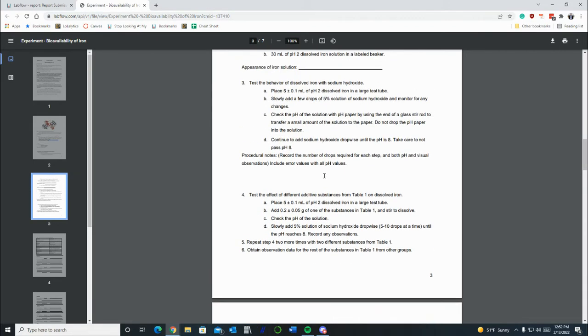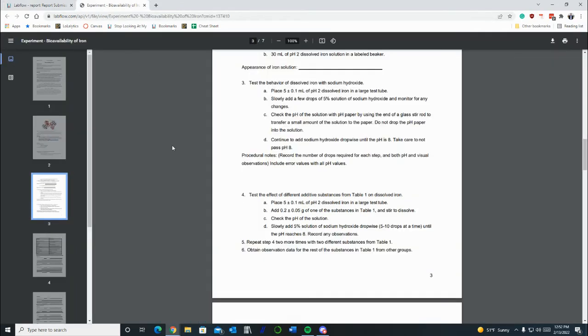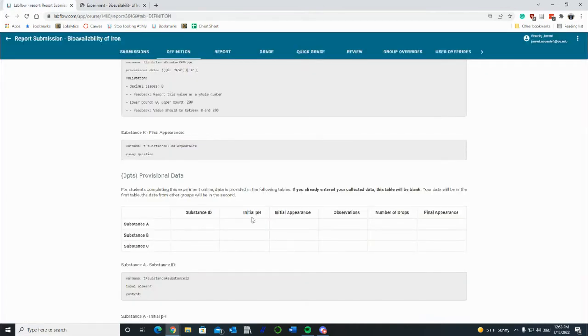Make sure that you're taking observations about color changes, because let's go over to your LabFlow. This is what you're going to be expected to put in for each of your additives. So you'll have a substance ID, which is just going to be a number. Like ascorbic acid is going to be 1, oxalic acid will be 2, tannic acid will be 3, and so on. I'll have the substance IDs listed in lab. Your initial pH, all these should be a pH of 2, what they look like initially, and then your observations as you go on. So does it become cloudy?